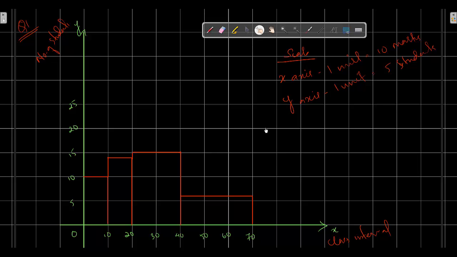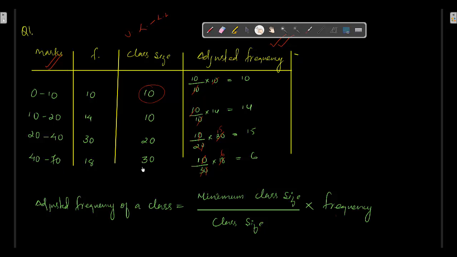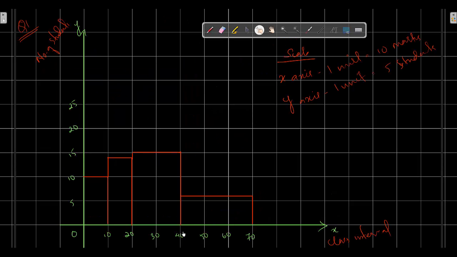Now, the last one is 40 to 70, which is 6 students. So from 40 to 70, 6 students. So 5 is here, so 6 will be here, then 7, 8, 9, and 10. So 6 is here, so we just make a line here. So this is your histogram. Okay, this is how you make your histogram.